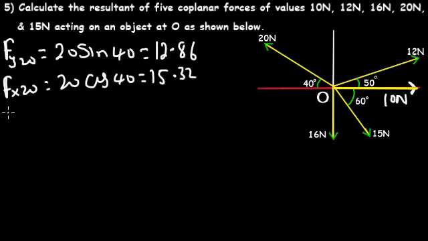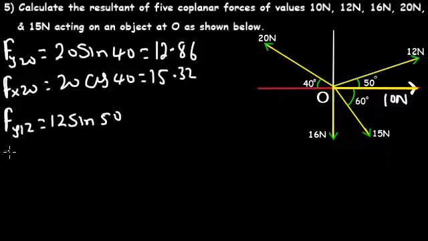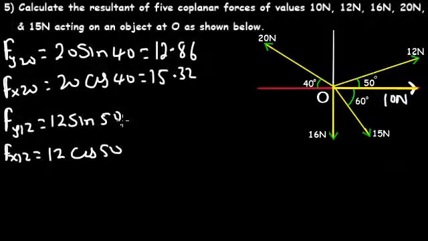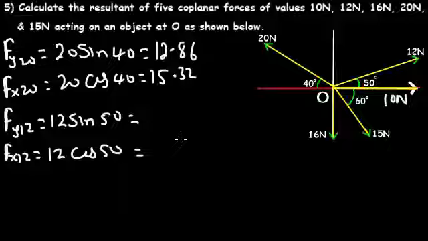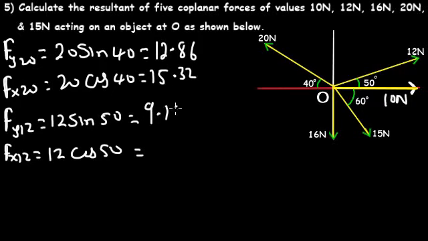Let's continue. Now, let's do the 12 Newton force. Fy12 gives us 12 sine of the angle between the horizontal and that force, which is 50, so 12 sine 50, and Fx12 is 12 cos 50. So what would that be? 12 sine 50 gives us 9.19, and 12 cos 50 gives us 7.713.